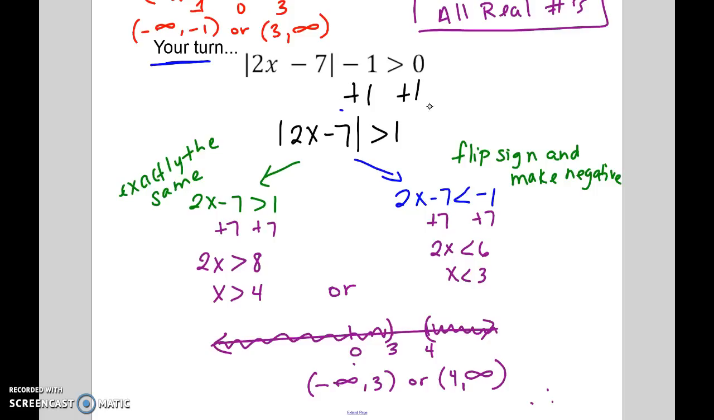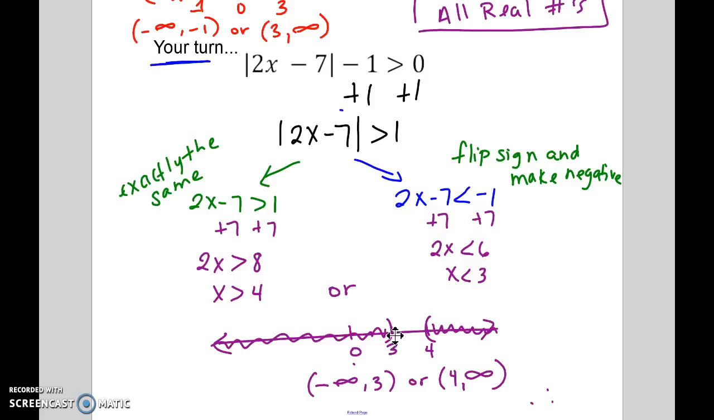You first move the 1 over to get the absolute value alone. Once you do, you have a greater than 1. So it's an or. It's not a special case because this is a positive. Make our two equations. One is exactly the same. And the other one, you flip the sign and make the number negative. Solve them both. So you get x is greater than 4 or x is less than 3. Graph it. And then do your intervals.